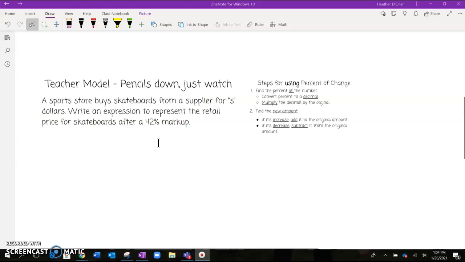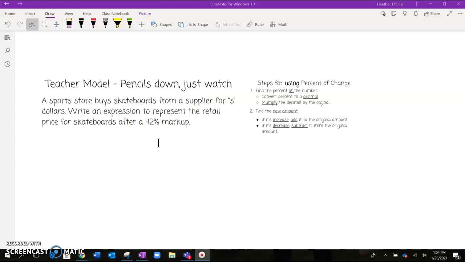All right, it says, a sports store buys skateboards from a supplier for $S. Write an expression to represent the retail price for skateboards after a 42% markup. Okay, well, I just need to think about this problem first. A store buys their skateboards from other people and then they sell them at a higher price in order to make a profit. That's what a markup is.